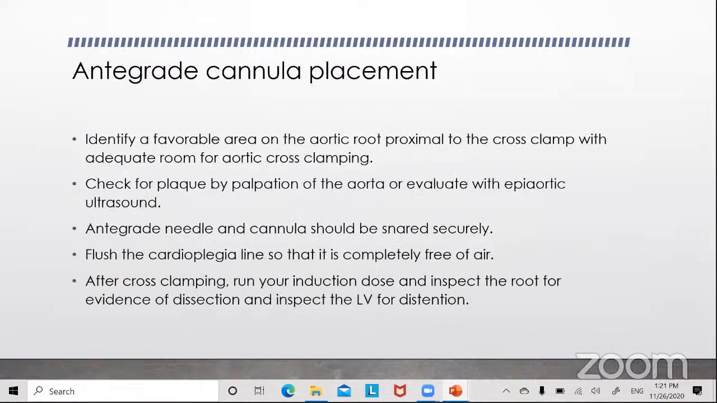The placement of the antigrade cannula. First of all, identify a favorable area on the aortic root, proximal to the cross clamp, with adequate space for the aortic cross clamping. Check for plaques by palpation of the aorta, or evaluate with epiaortic ultrasound. The antigrade needle and cannula should be snared securely. Flush the cardioplegia line so that it is completely free of air. After cross-clamping, run your induction dose and inspect the root for evidence of dissection, and inspect the LV for distension.